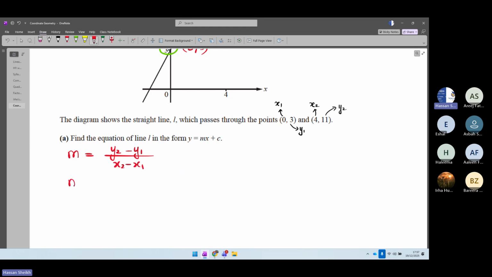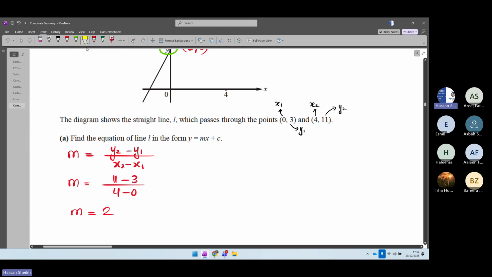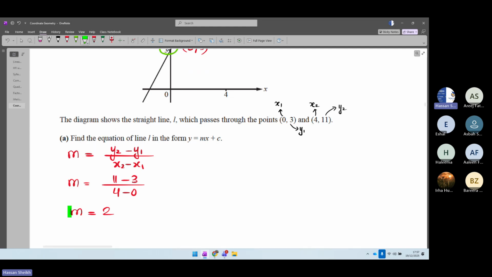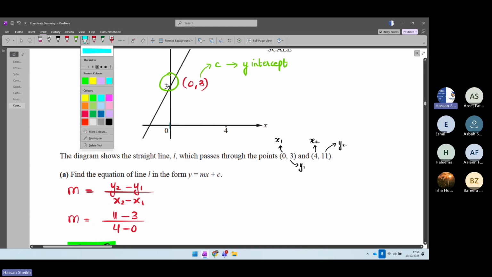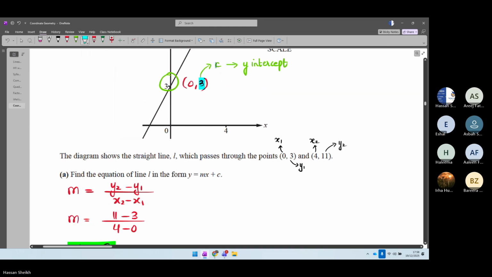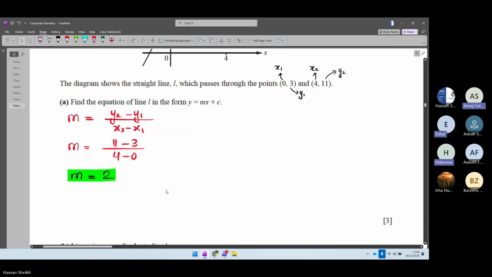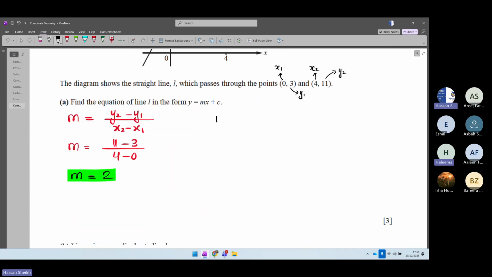Is that the formula of rise over run? Yes. Y2 is 11, y1 is 3, so it must be 11 minus 3. X2 is 4, x1 is 0, so it must be 4 minus 0. 11 minus 3 is 8, divided by 4 is 2. So what do we have here as the gradient? How much is the gradient? 2. And what is the y-intercept? 3.